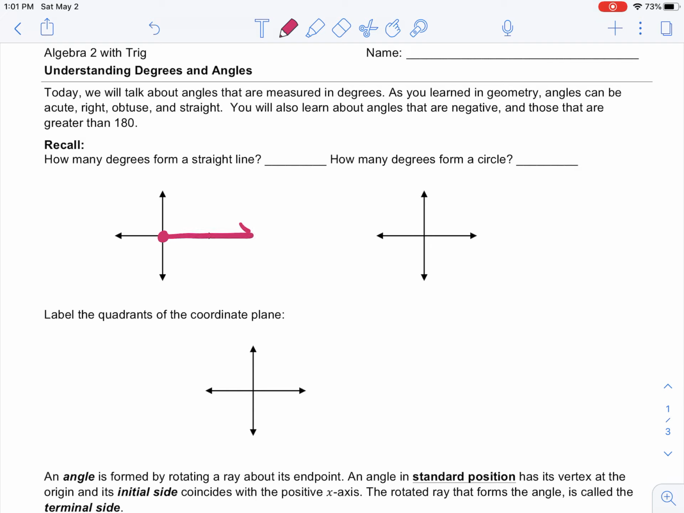All right, so a straight line, the initial side would be this ray right here. So an angle is created by two rays. So our initial side is always on the positive x-axis. And if I want to draw a straight line, I need my terminal side to go over here. So this is called the terminal side. Okay, and the question is, how many degrees form a straight line?